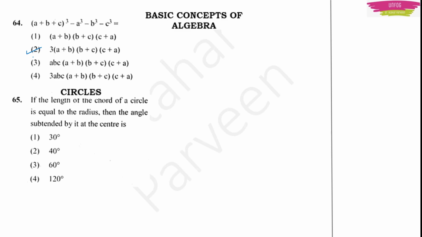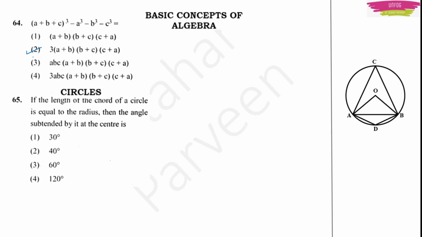Next question is from circles. The question is, if the length of the chord of a circle is equal to the radius, then the angle subtended by it at the center is. See, while reading the question, you have to imagine the figure, as I told you, right? The figure will come out to be like this. Now they are telling you to find the angle which is subtended at the center. That means you have to find angle AOB.